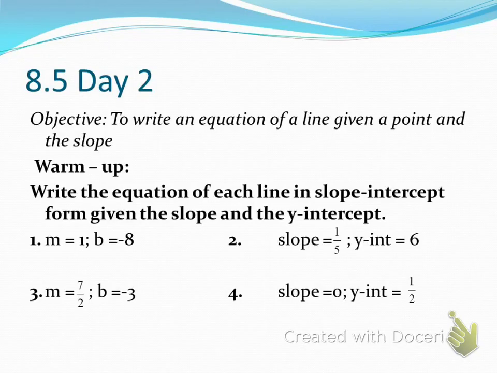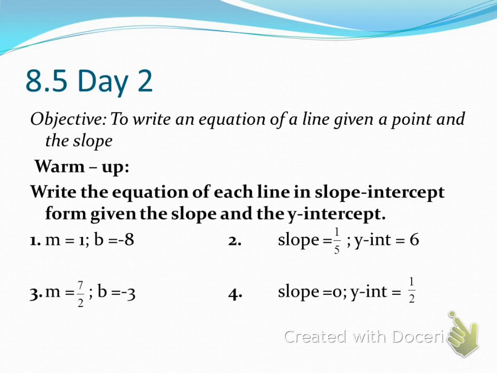All right, today we are doing section 8.5, day 2. We are still going to be writing equations of lines, but today we are going to be given a point and the slope. So our point might not be the y-intercept, just some random point that is on the line. But to review, let's warm up by doing what we did on Wednesday, which was writing an equation in slope-intercept form using the slope and the y-intercept.